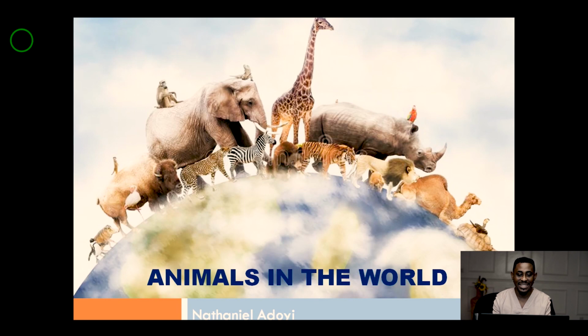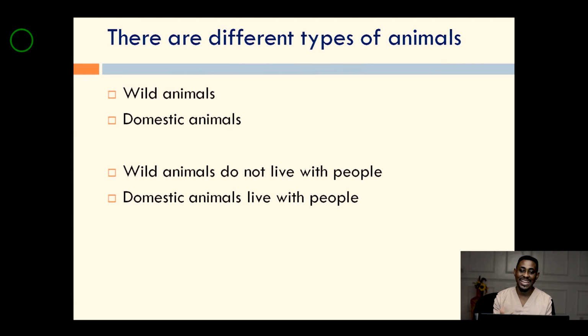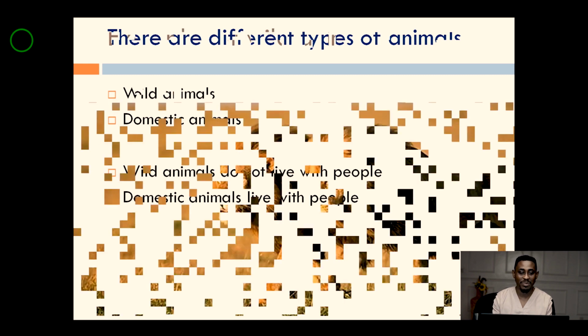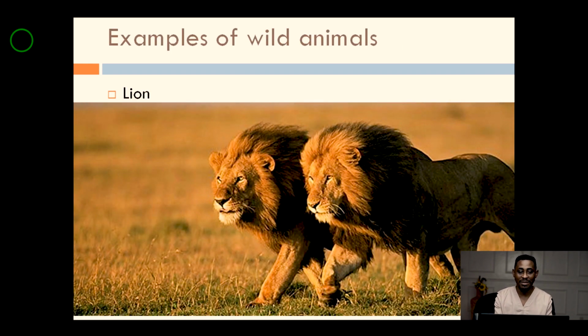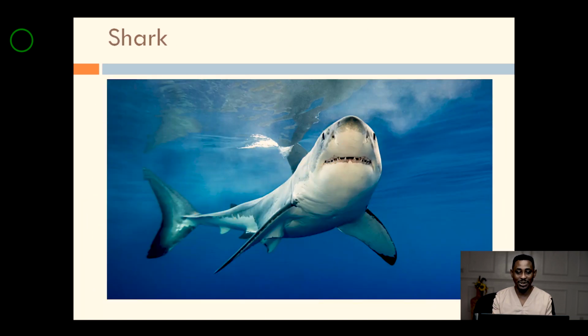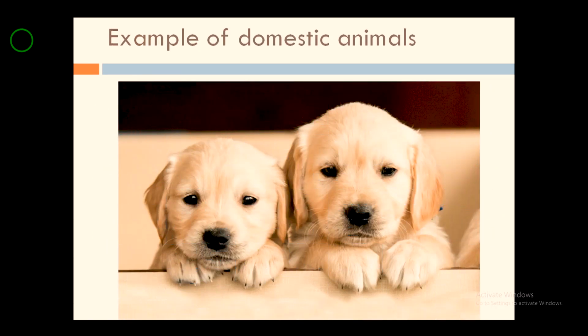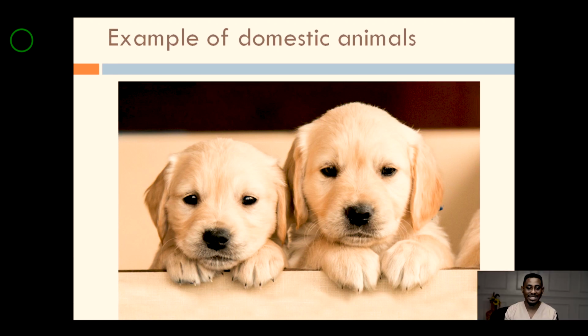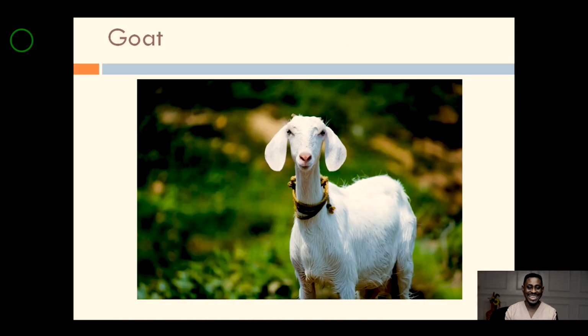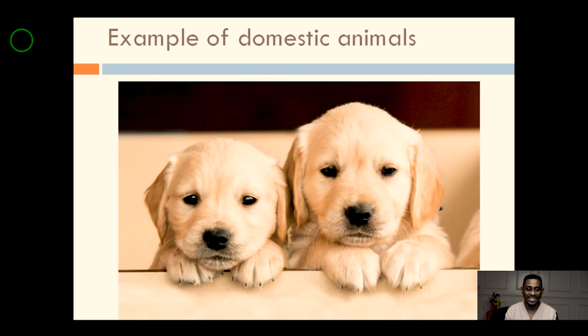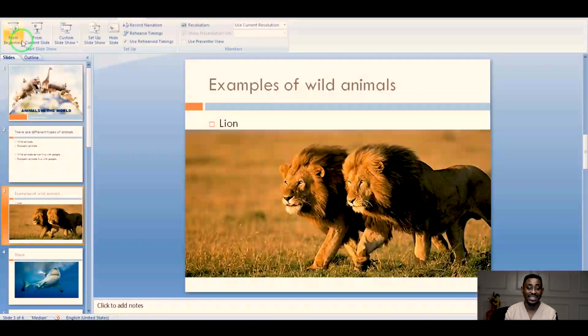So this is my first slide, Animals in the World by Nathaniel Adoy. I can move to the second slide. There are different types of animals in the world, there are wild animals and we have domestic animals. Wild animals do not live with people. Domestic animals live with people. The next slide, examples of wild animals, you can see the picture of the lion. The next one, you can see the picture of the shark. The next one, you can see the picture of the dog. And the next slide, you can see the picture of the goat. It is quite easy to create a slide presentation.